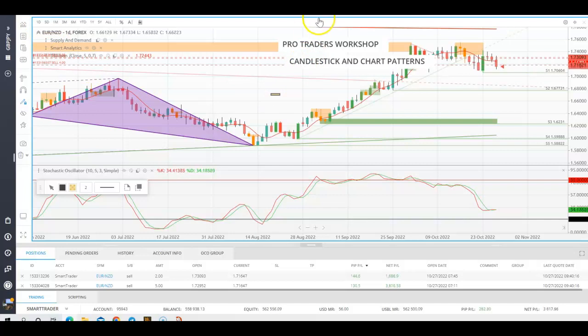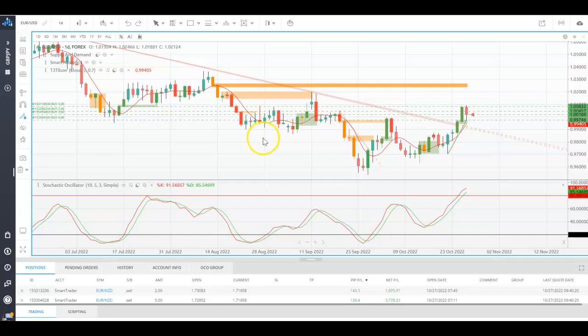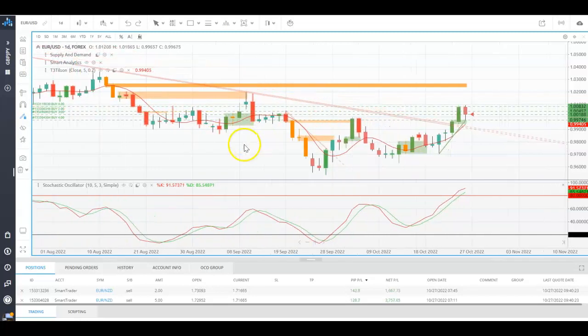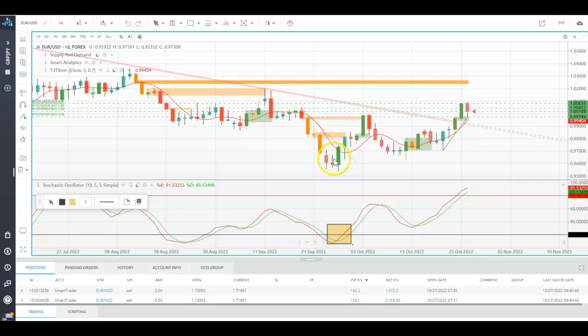So let me switch over to a chart and give you an idea how this works. There are two things that I like to see in a chart before I look to buy or sell: a stochastics indicator that is overbought or oversold, as you see here on the euro dollar, and a candlestick pattern. The candlestick pattern on Smart Trader is highlighted.